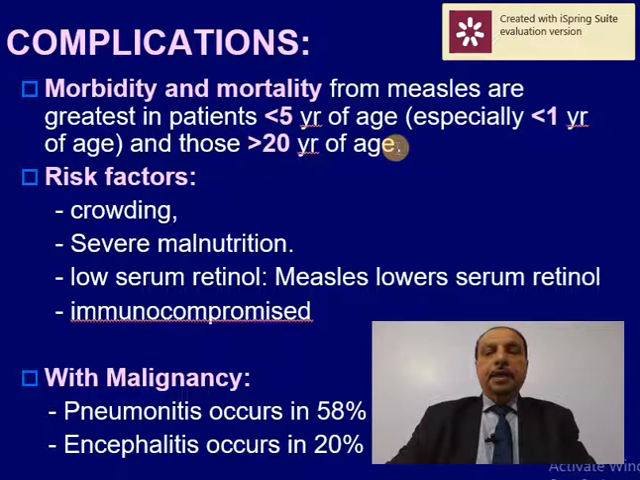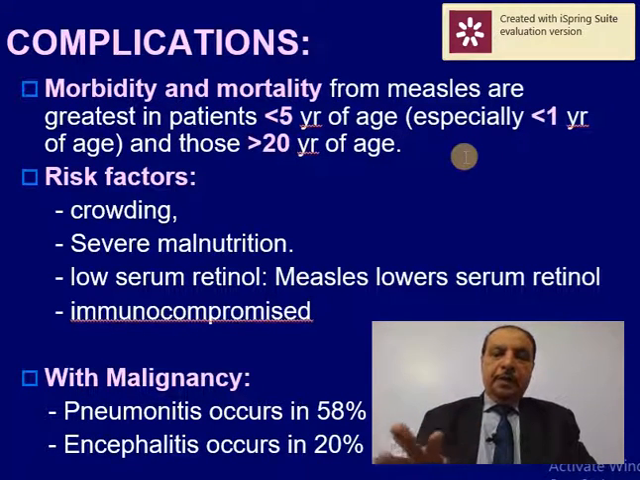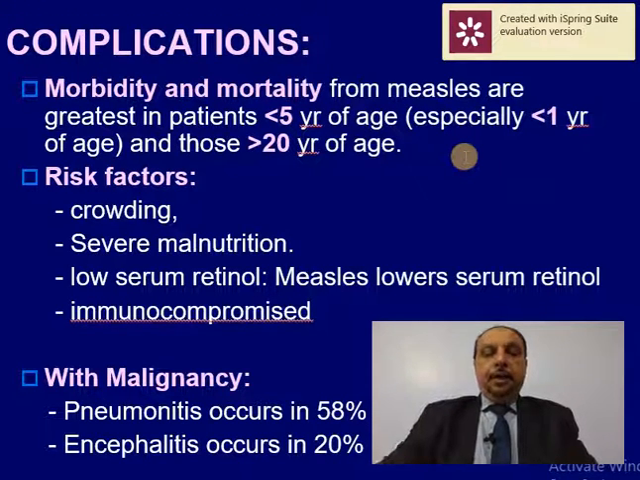What are the complications of measles? First of all, morbidity and mortality from measles are greatest in patients below 5 years of age, especially those below 1 year of age, and those more than 20 years. This means the extremes of the age of measles. Usually, measles infect the children, we told. Childhood disease. So, extremes below 1 year, the measles will be severe, and after the age of 20 years, as happened in the outbreak in Gaza.